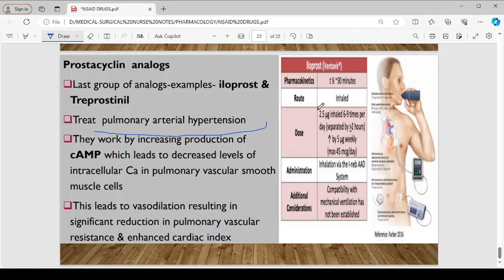So the major route of administration, it's normally inhaled, the iloprost, right? So inhalation is by the nebulizer, right? We are still yet to find its compatibility with the mechanical ventilation. Studies are still ongoing about the same.